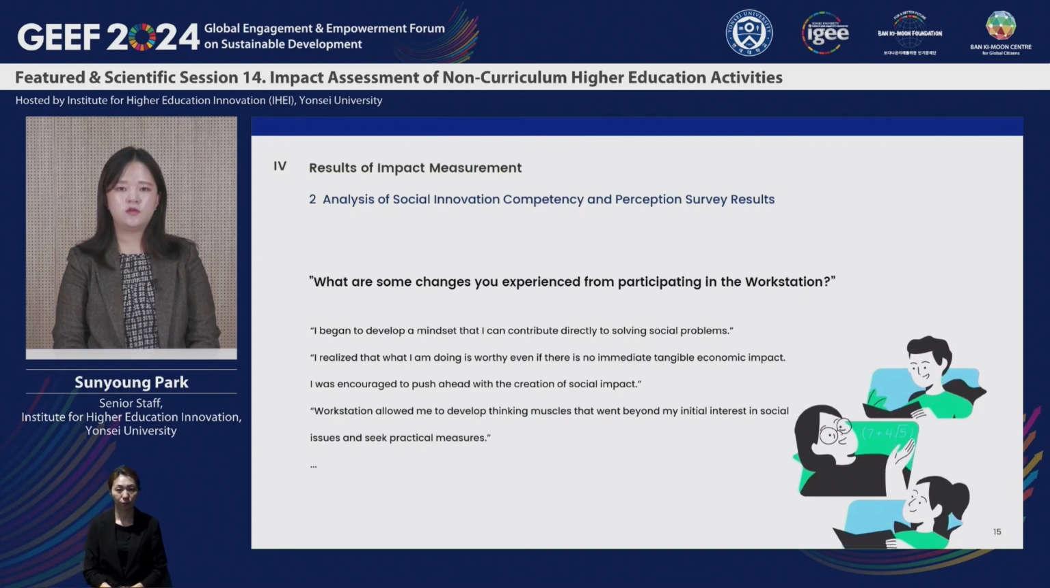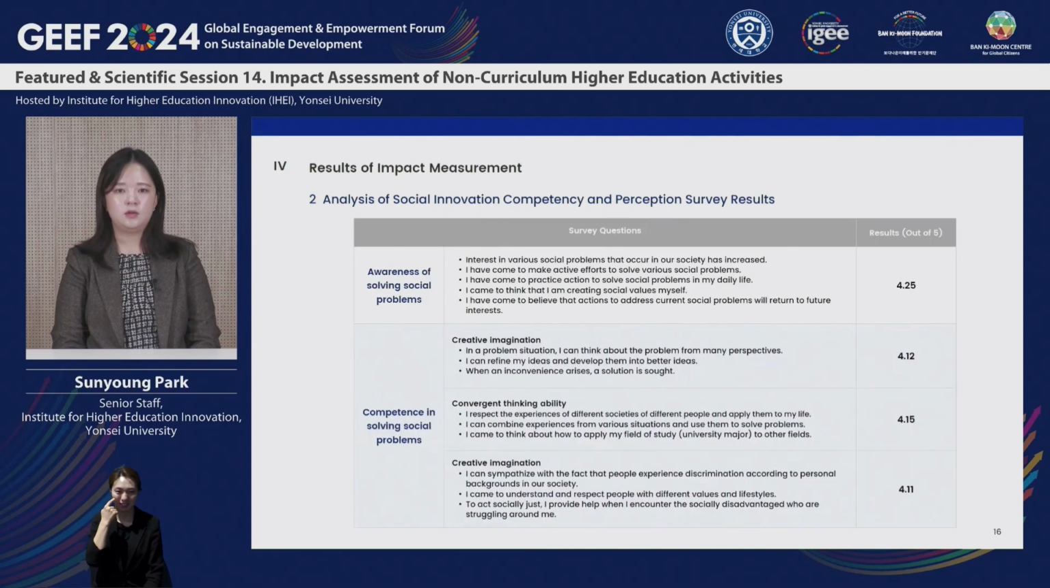Through these responses, they said that they benefited, and we were able to reaffirm that IHEI's identity is indeed one of a supportive platform for various initiatives aimed at addressing societal issues. We were able to confirm that our institute is moving in line with the intended direction of program planning, which aims to support students' actions and challenges in addressing social problems.